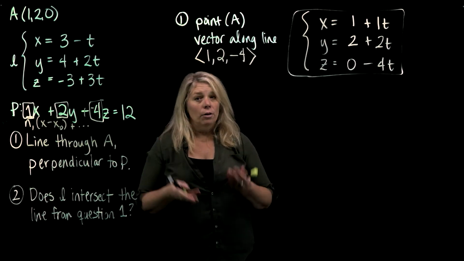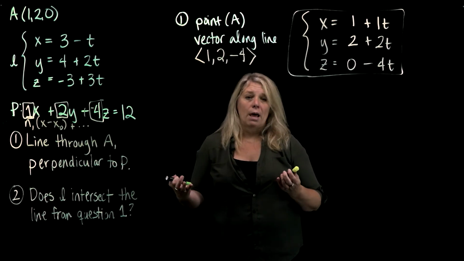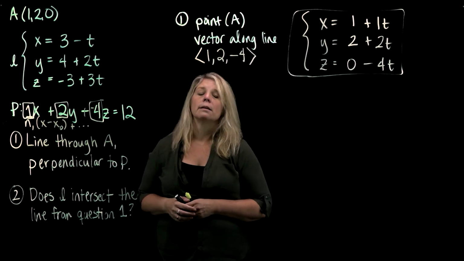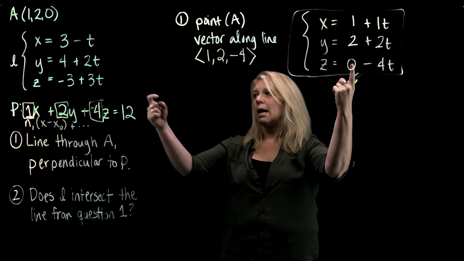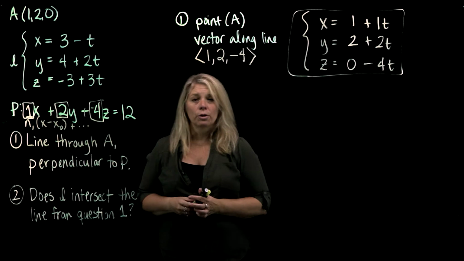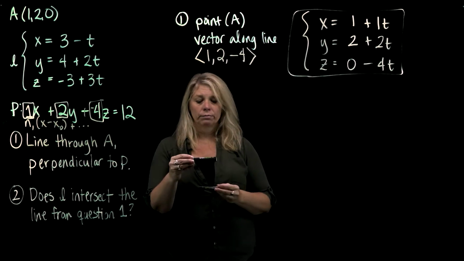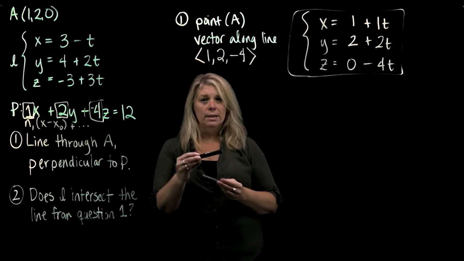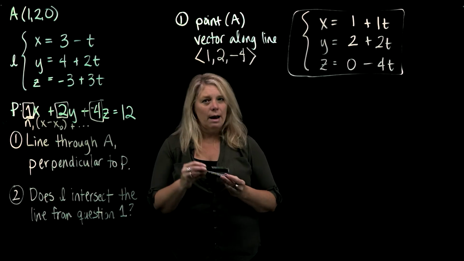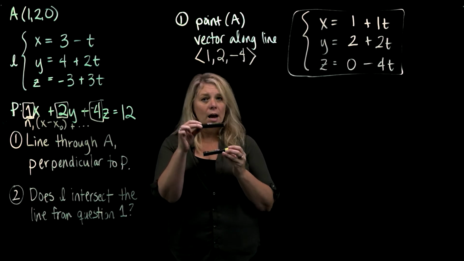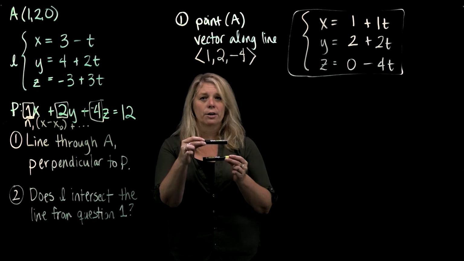So you could have the possibility that they are the same line. So you could determine that. These two are not the same line. You could have two lines that are parallel. You could have two lines that intersect. But you also could have two lines that are not parallel, but also don't intersect.